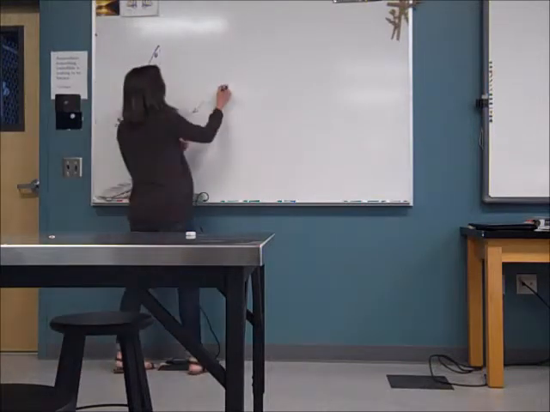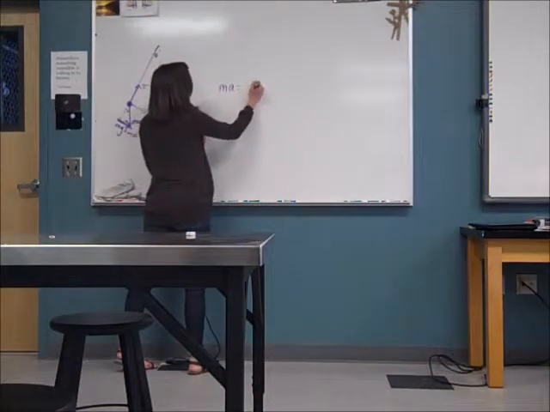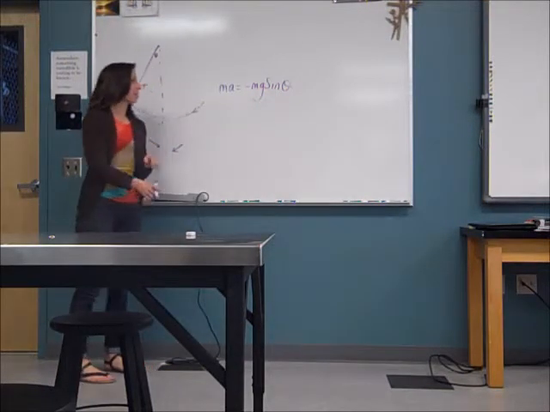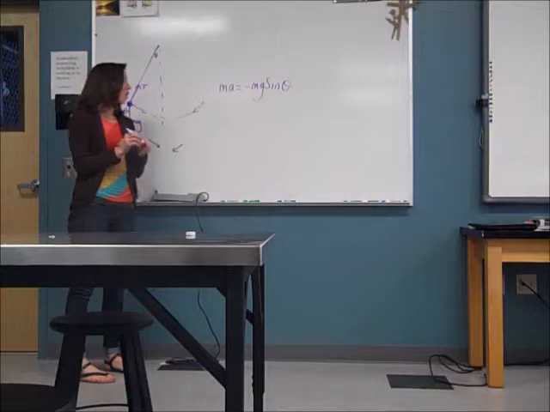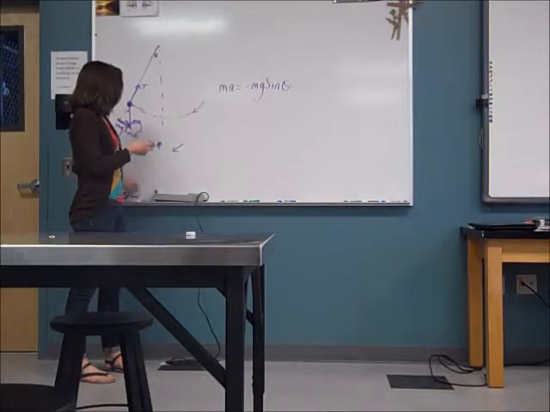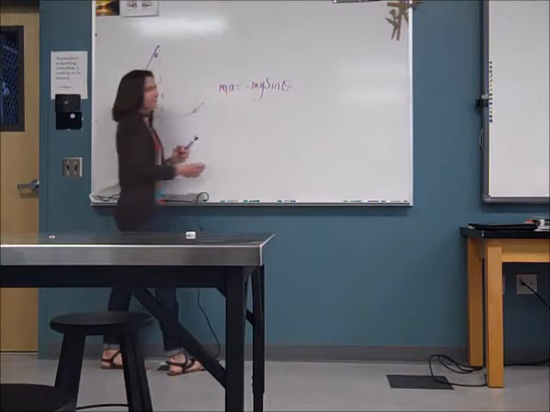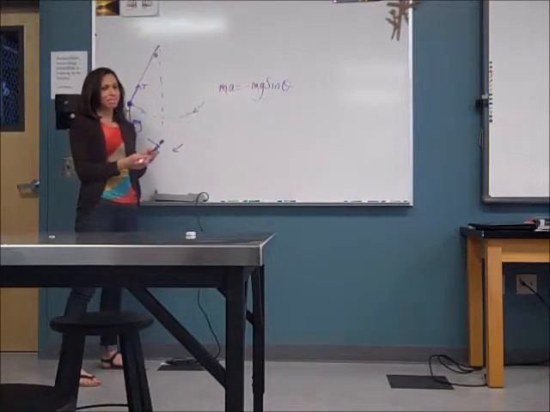So if I sum the forces, ma equals negative mg sine theta. The first thing I want to do automatically is what? Cancel out the m's. Then what?